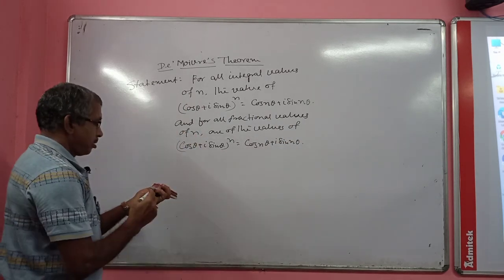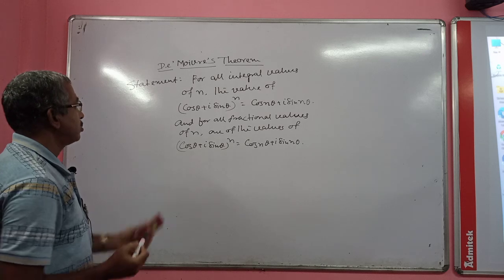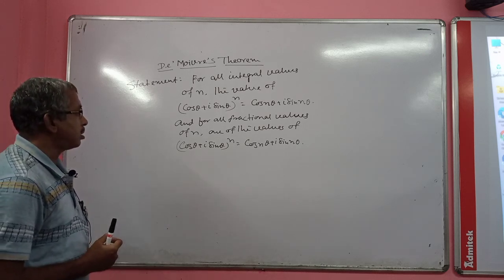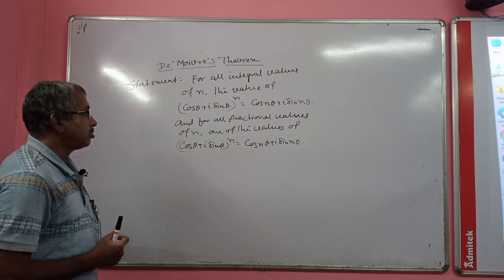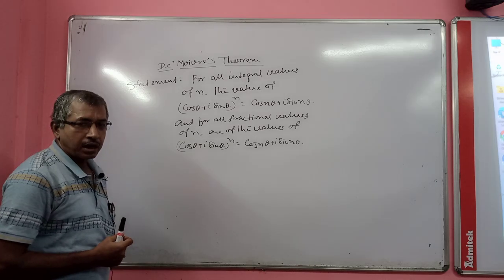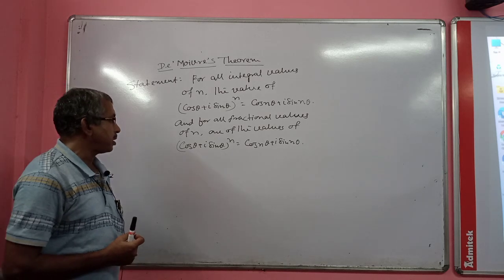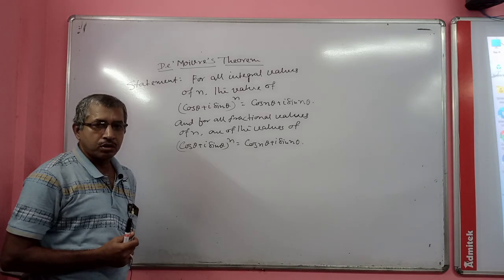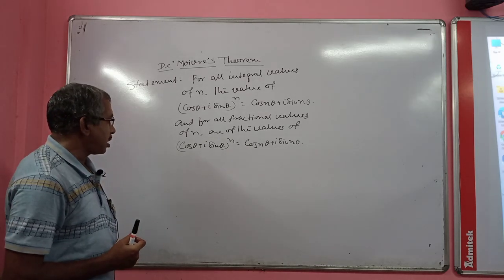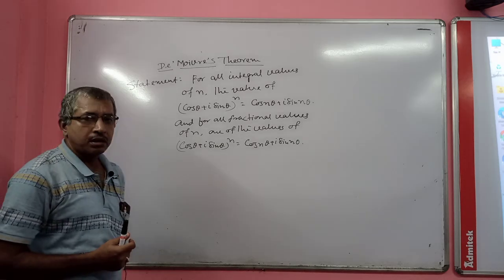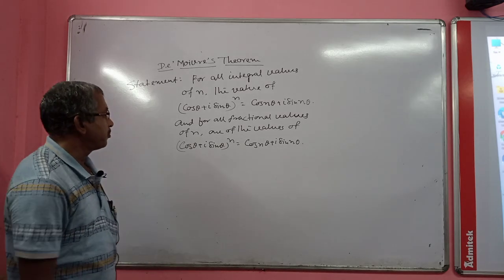Right? For all integral values of n, the value of (cos theta plus i sin theta) to the power n is equal to cos n theta plus i sin n theta. And for all fractional values of n, one of the values of (cos theta plus i sin theta) to the power n is equal to cos n theta plus i sin n theta.